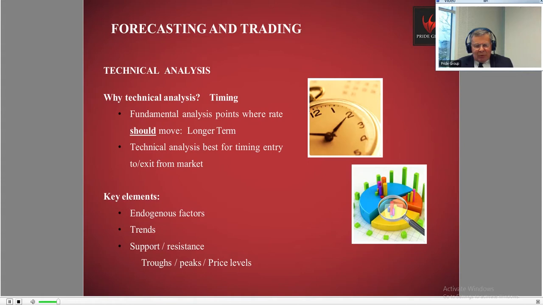Okay, is everybody with me? Did everybody understand that? So I believe you said something about the key elements, about the support and resistance. If you can repeat that point once again.